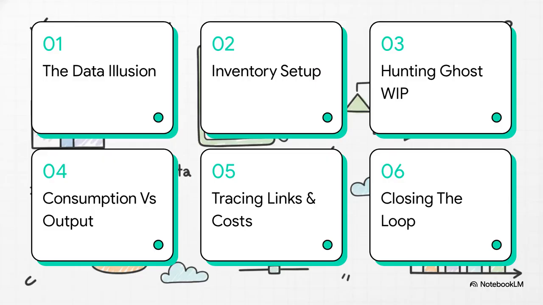Here is our auditor's checklist for today. We'll be looking at the manufacturing data illusion, the inventory posting setup foundation, hunting for ghost WIP, a case study on consumption versus output, tracing ledger links, and finally, closing the production loop. Let's get to work. Section 1.